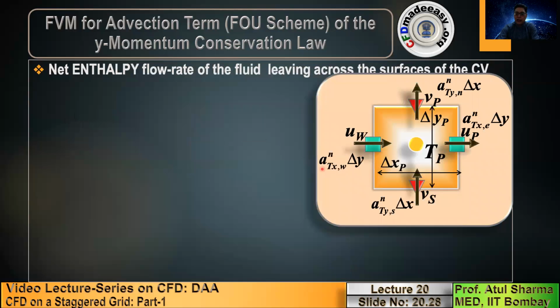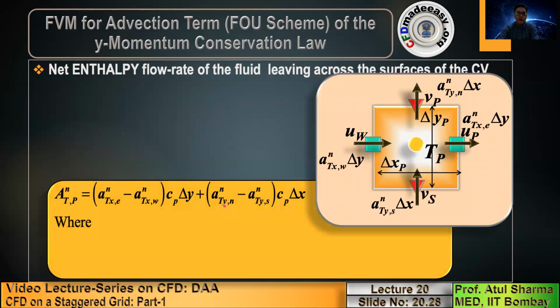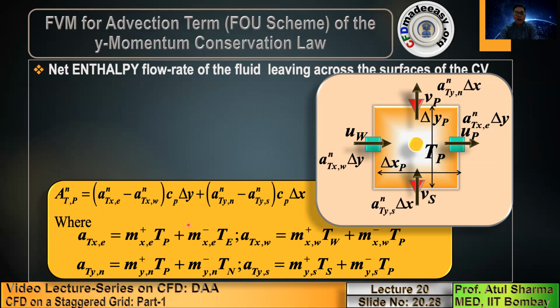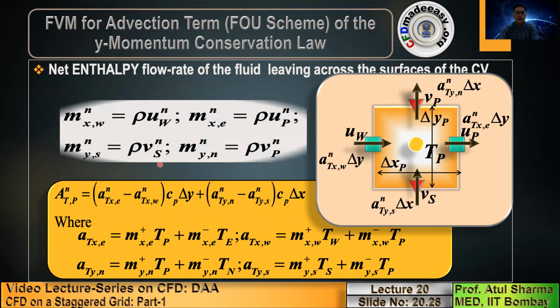This AT is the enthalpy flux. So when you do a balance, you get net enthalpy flow rate leaving across the surface of the control volume. Here again, if you apply the first order upwind scheme, you end up with this equation. And the mass flux that are involved for the yellow control volume, you don't need any interpolation.